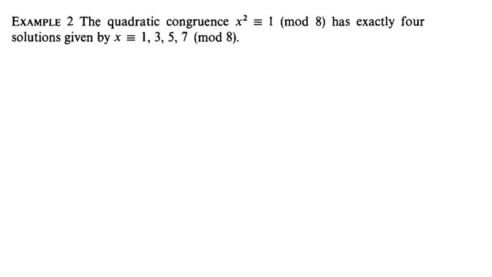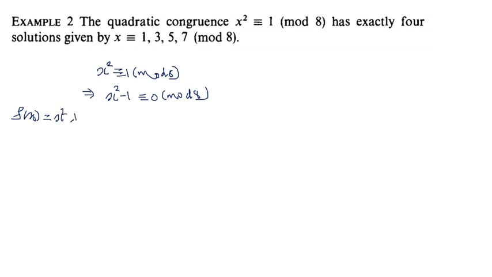Moving to the next example, the quadratic congruence x square congruent to 1 mod 8 has exactly 4 solutions given by x equal to 1, 3, 5, 7 mod 8. That is, consider the congruence x square congruent to 1 modulo 8. This can be rewritten as x square minus 1 congruent to 0 mod 8. Here f of x is x square minus 1. So substitute x equal to 0, 1, 2, etc.